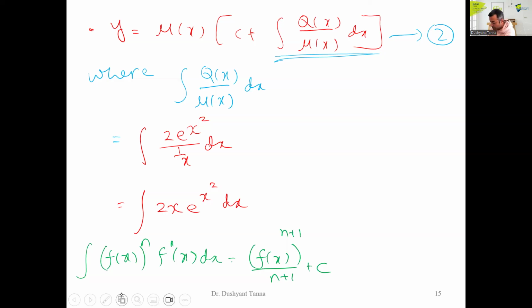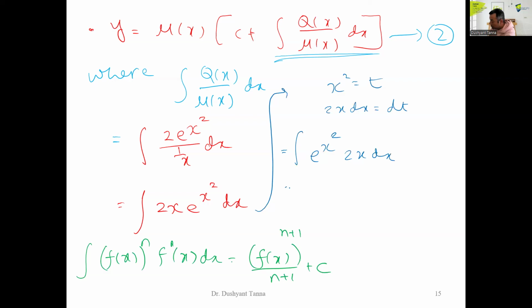So what I will do is I will let my x squared be t, and therefore 2x dx will become dt. So this integration will turn as, I'll rewrite it before turning it. e power x squared 2x dx, which will turn as e raised to t dt, and its integration is e raised to t.